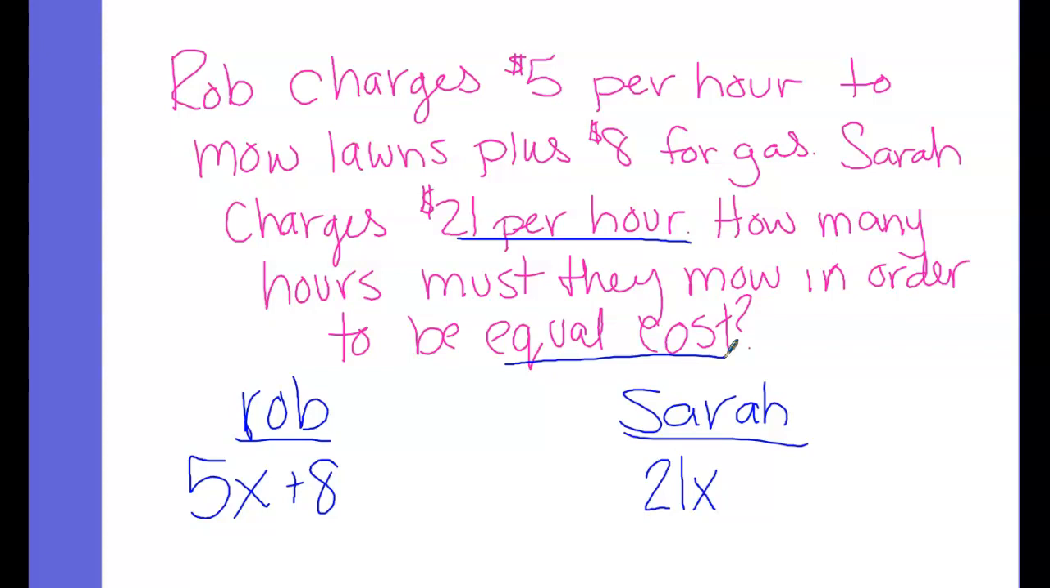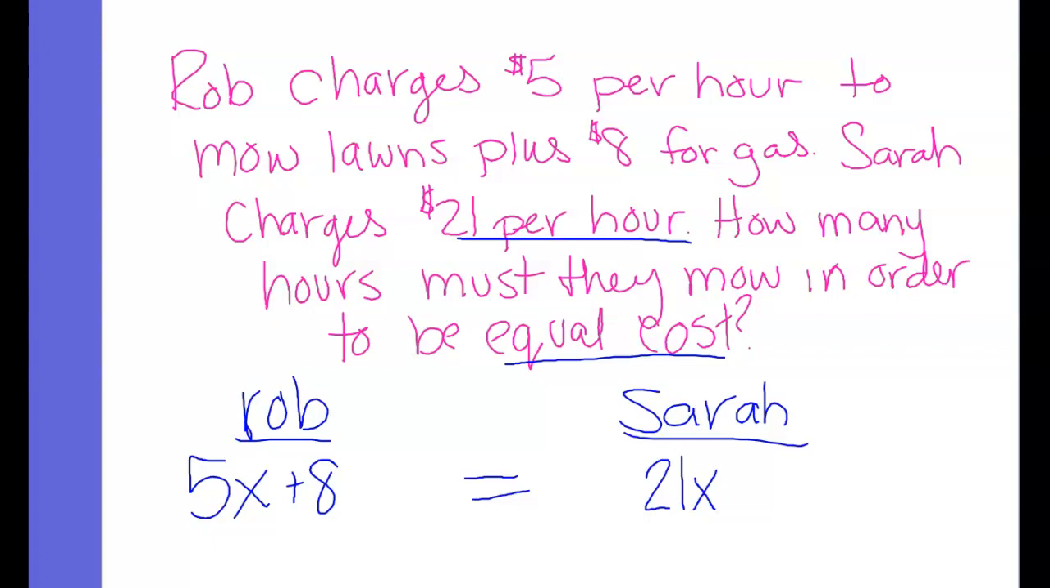Well, let's think of it this way. To be equal cost. So what does equal mean? Equivalent. They have to be equal, right? So you set Rob's fees equal to Sarah's fees, right? Now, this looks a little bit different than what we've probably been used to, because we've been used to numbers on both sides. Do I have numbers or variables on both sides? Variables.